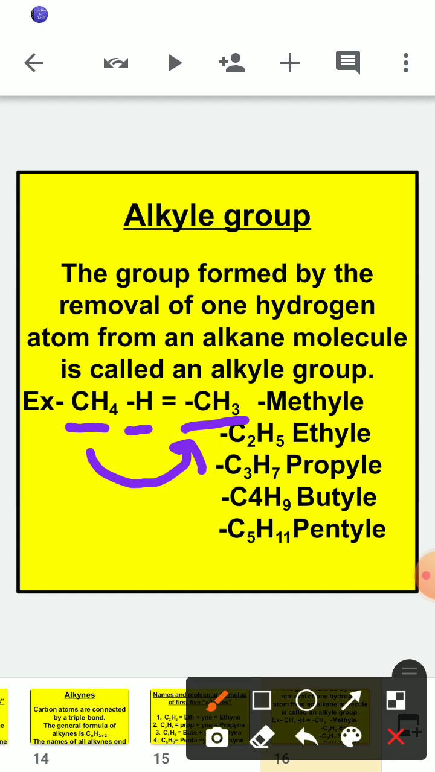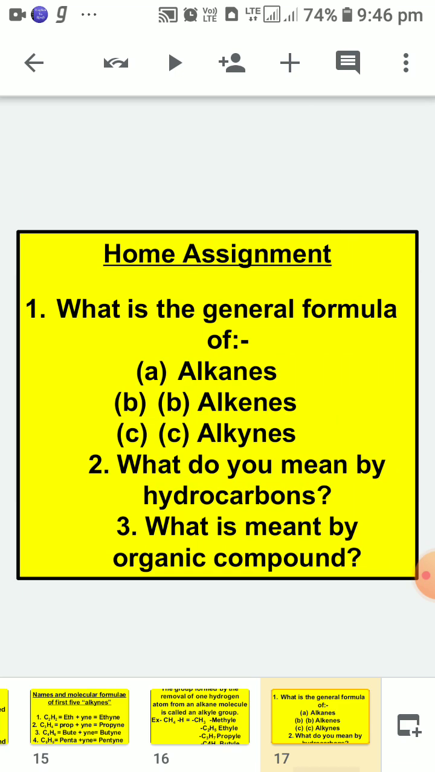Now children, after finishing all these topics, a home assignment is given here. What is the general formula of alkanes, alkenes and alkynes? What do you mean by hydrocarbons? What is meant by organic compound? You have to write down all these answers.